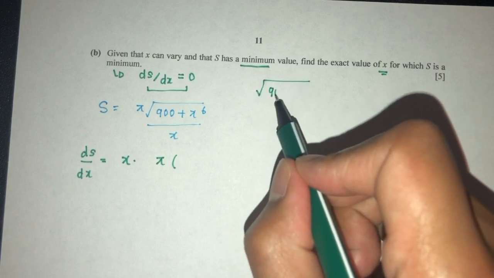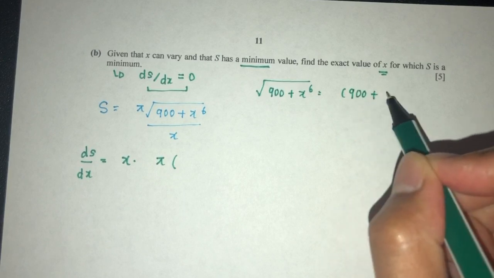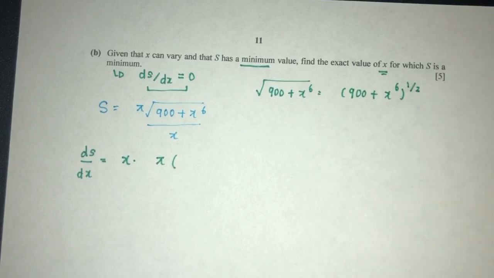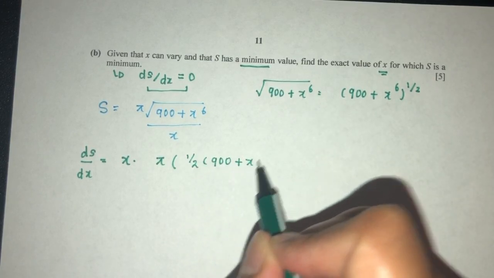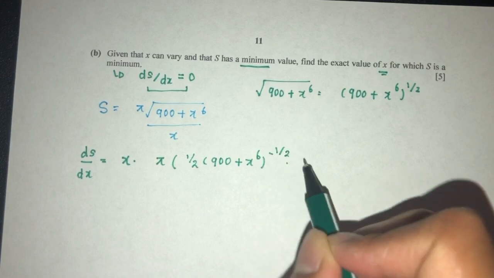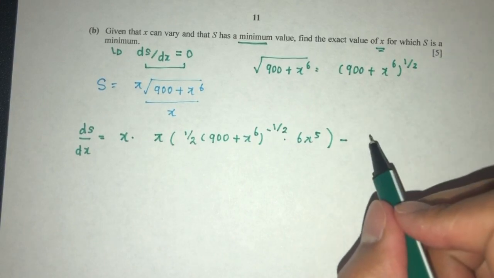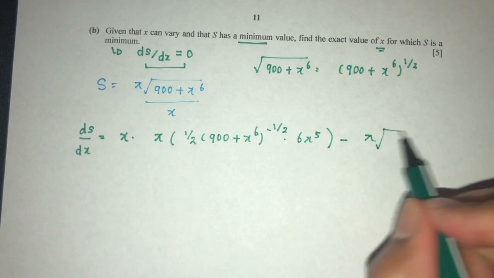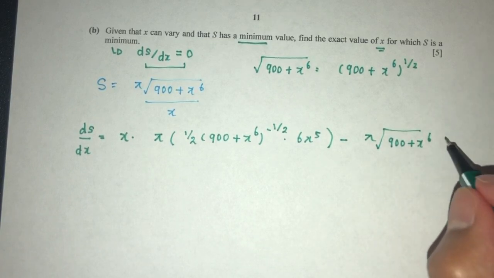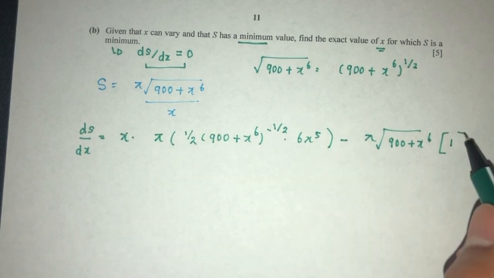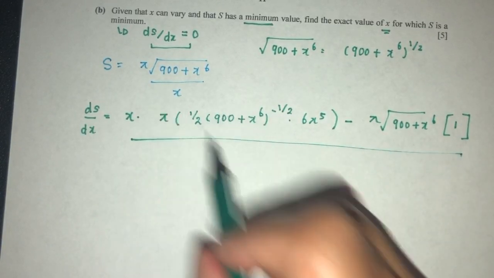We have to understand that 900 plus x to the power 6 is the same thing as 900 plus x to the power 6, all to the power half. That will be half times 900 plus x to the power 6, to the power minus half, times 6x^5. Okay, and then we have to minus, and the value on top will be this. Then we multiply by d by dx of this one, which should be just 1, and then we divide by the square of the base.